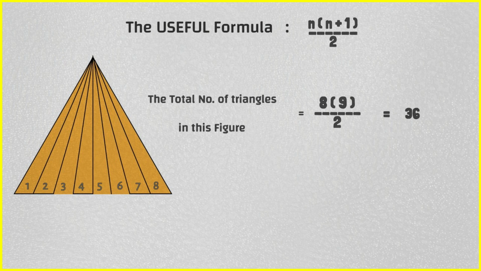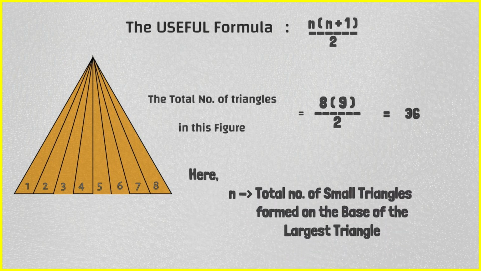So remember, in this formula, the small n represents the total number of smaller triangles formed on the base of the biggest triangle. And when we substitute that value in this formula, we get the exact number of triangles formed in such figures. Now let's see some more examples of count the number of triangles problems.